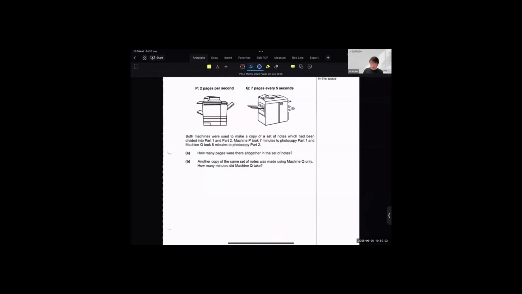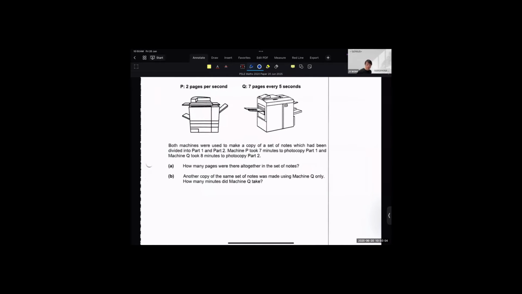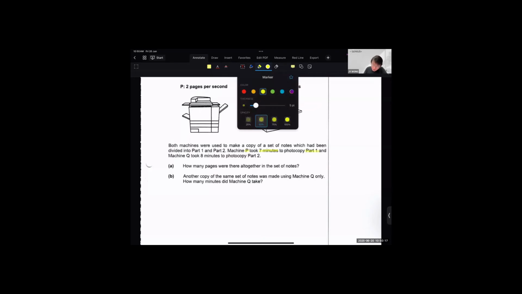Now, what do we know here? Both machines are used to make a copy of a set of notes which have been divided into part 1 and part 2. So machine P took 7 minutes to photocopy part 1. Right? And then they tell you that machine Q took 8 minutes to photocopy part 2.